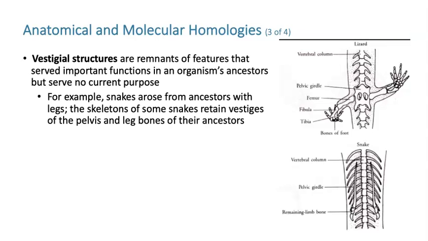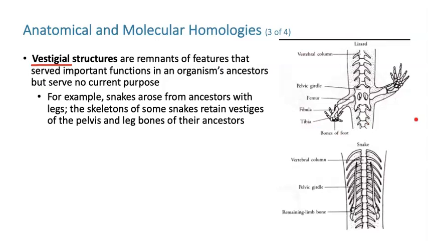We could also look at this concept of vestigial structures, and yes, that's how you pronounce this word, vestigial. Vestigial structures are any remnants of features that served an important function in your ancestors, but do not currently have a function. A good example of this is seen in snakes. Snakes arose from ancestors with legs. Their closest relatives are lizards, and lizards have legs, but snakes don't have legs.